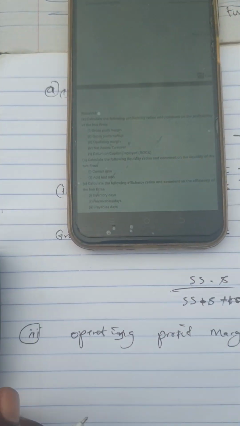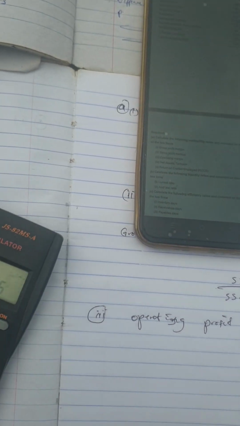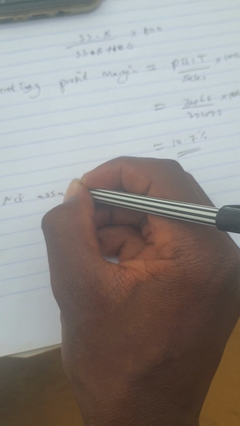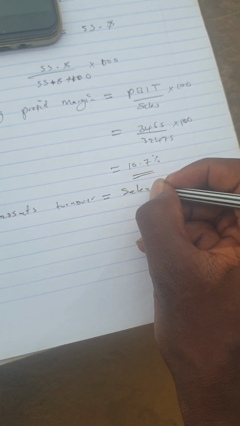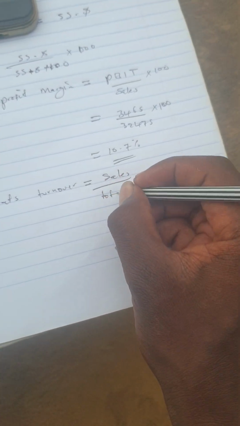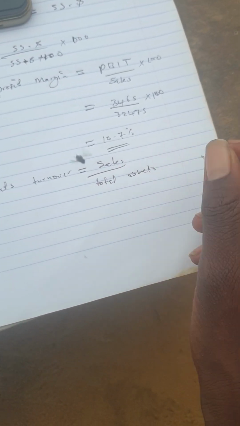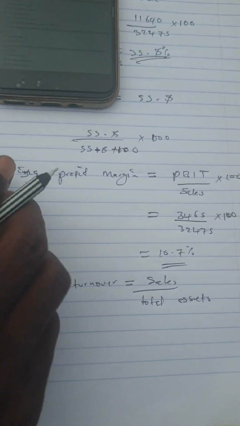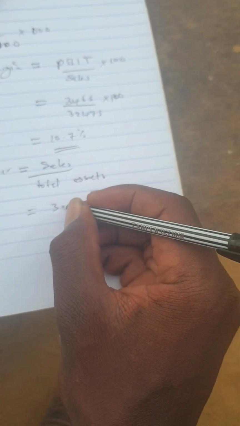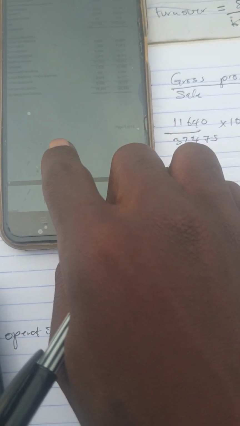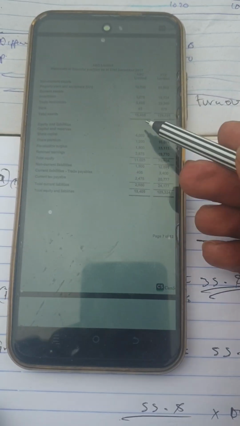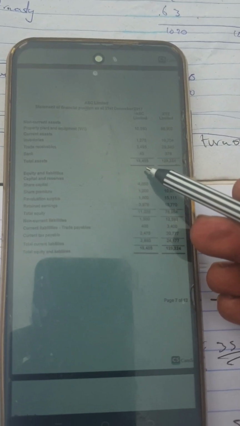Number 4, the question is asking us to calculate net assets turnover. For net assets turnover, it is our sales divided by total assets. Our sales have not changed, they still remain 32,475 since we are using ABC. Then our total assets, as you can see, is 15,405.